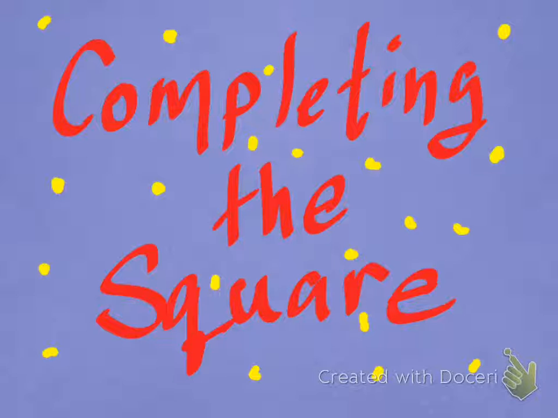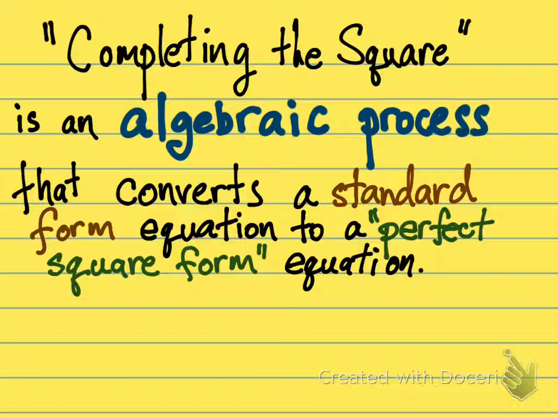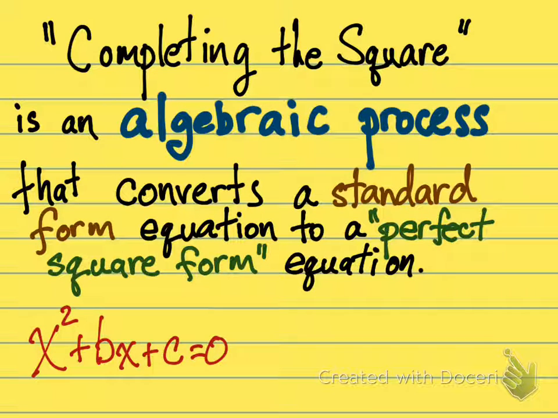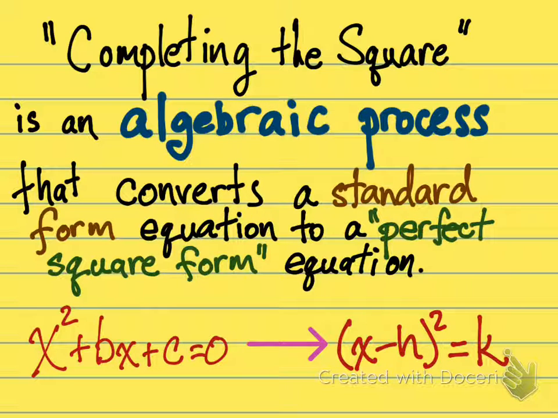First I want to make sure that it's clear right at the outset that completing the square is just an algebraic process that you do to convert a standard form equation into a perfect square form equation. Standard form equations, remember, look something like x squared plus bx plus c equals 0, a trinomial. What you do is convert that into an equation where you have a perfect square binomial equaling some number. Those are fairly easy to solve. So that's why we do this, to help solve quadratic equations.